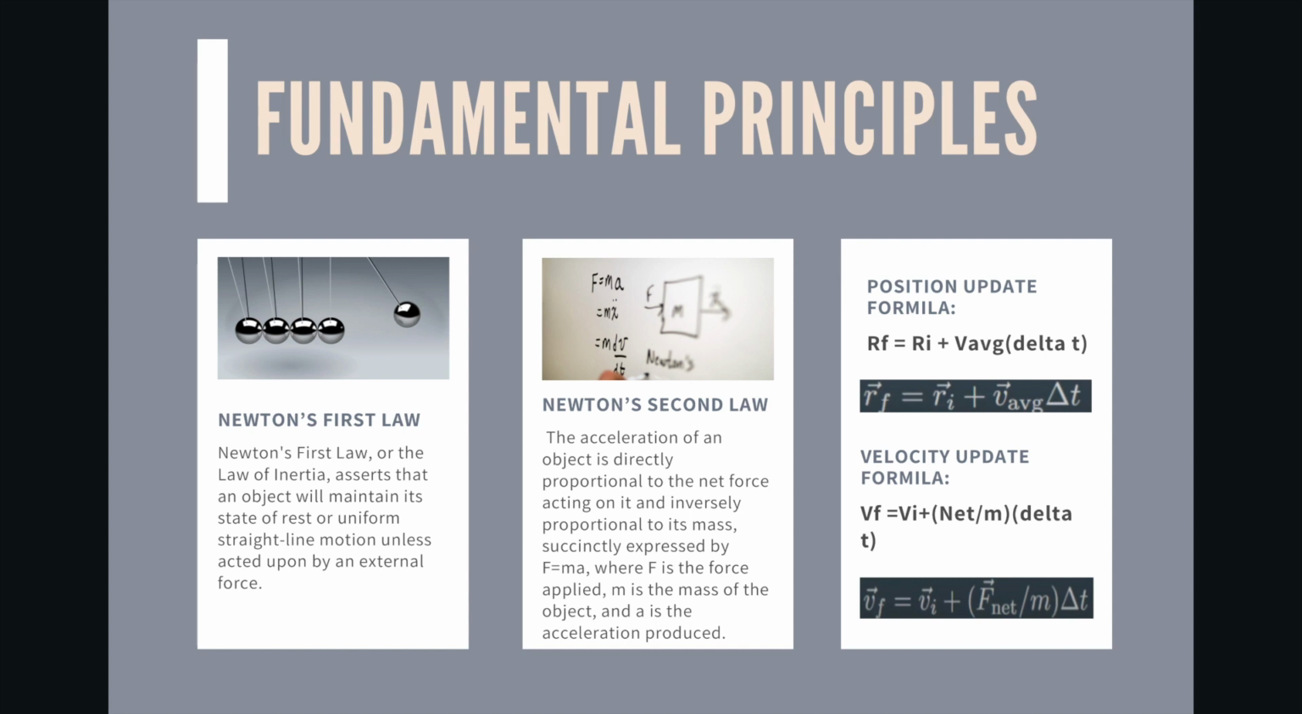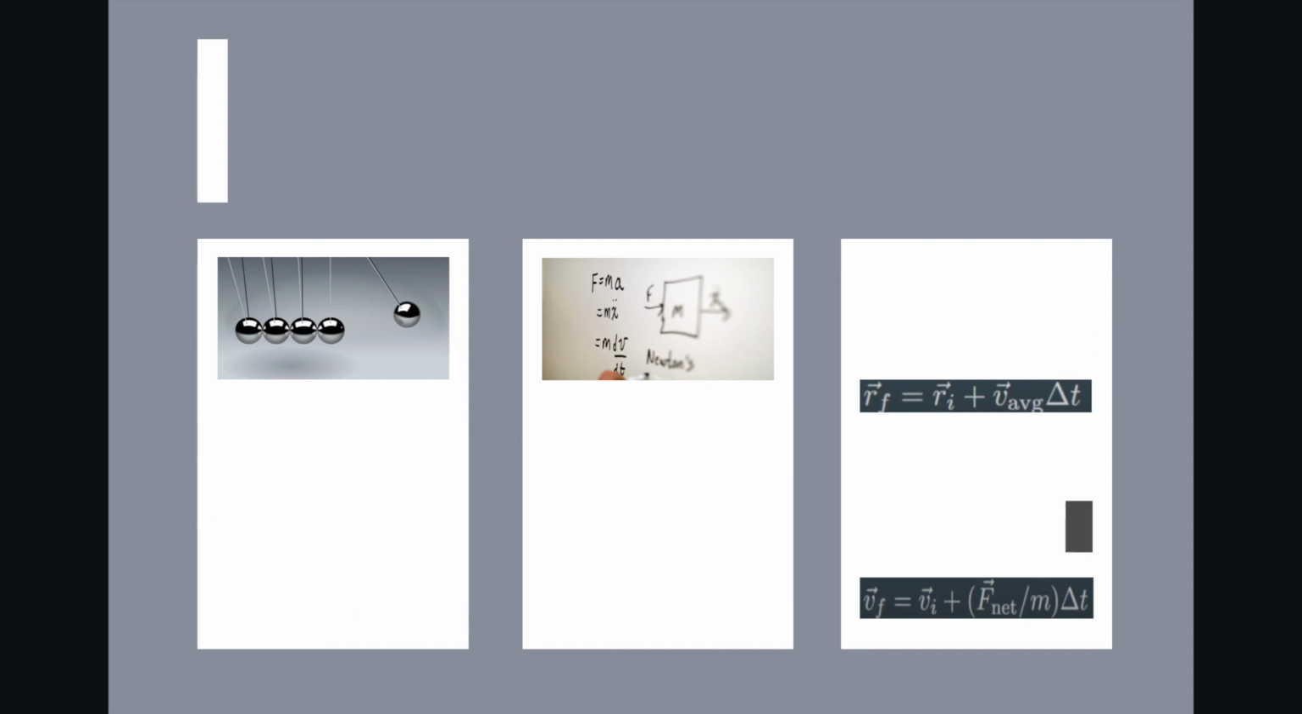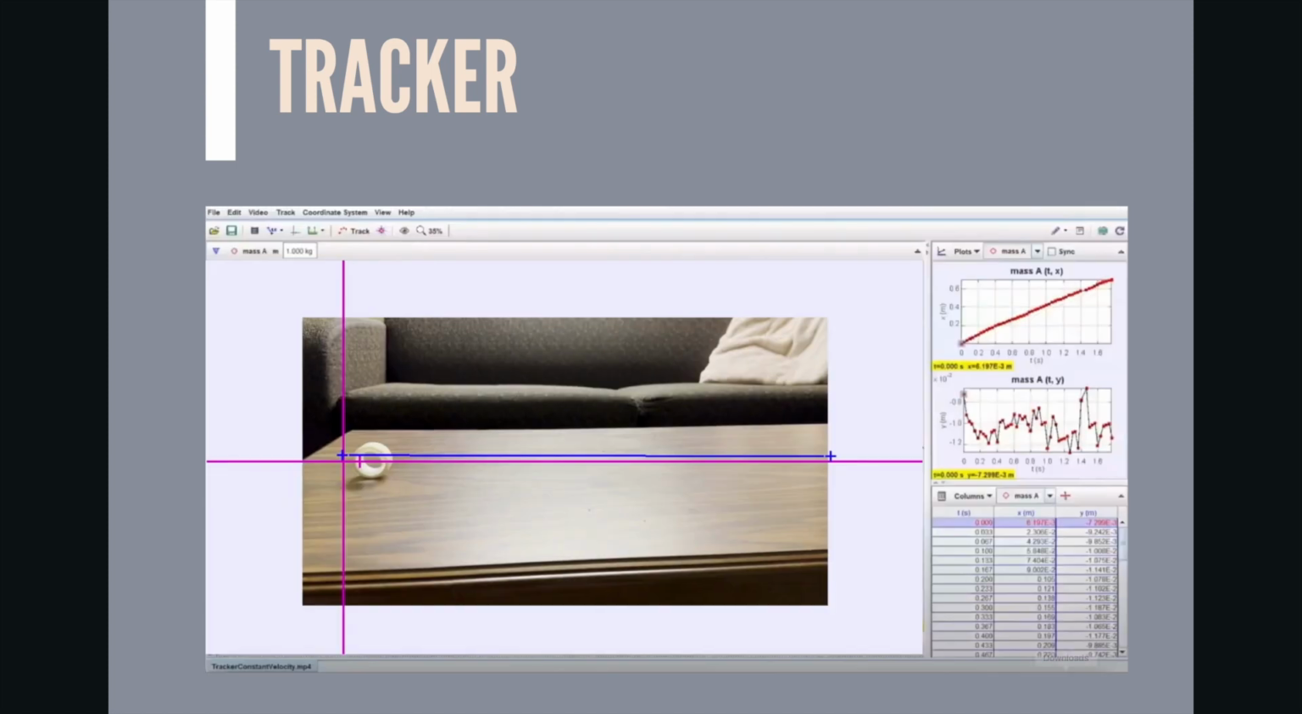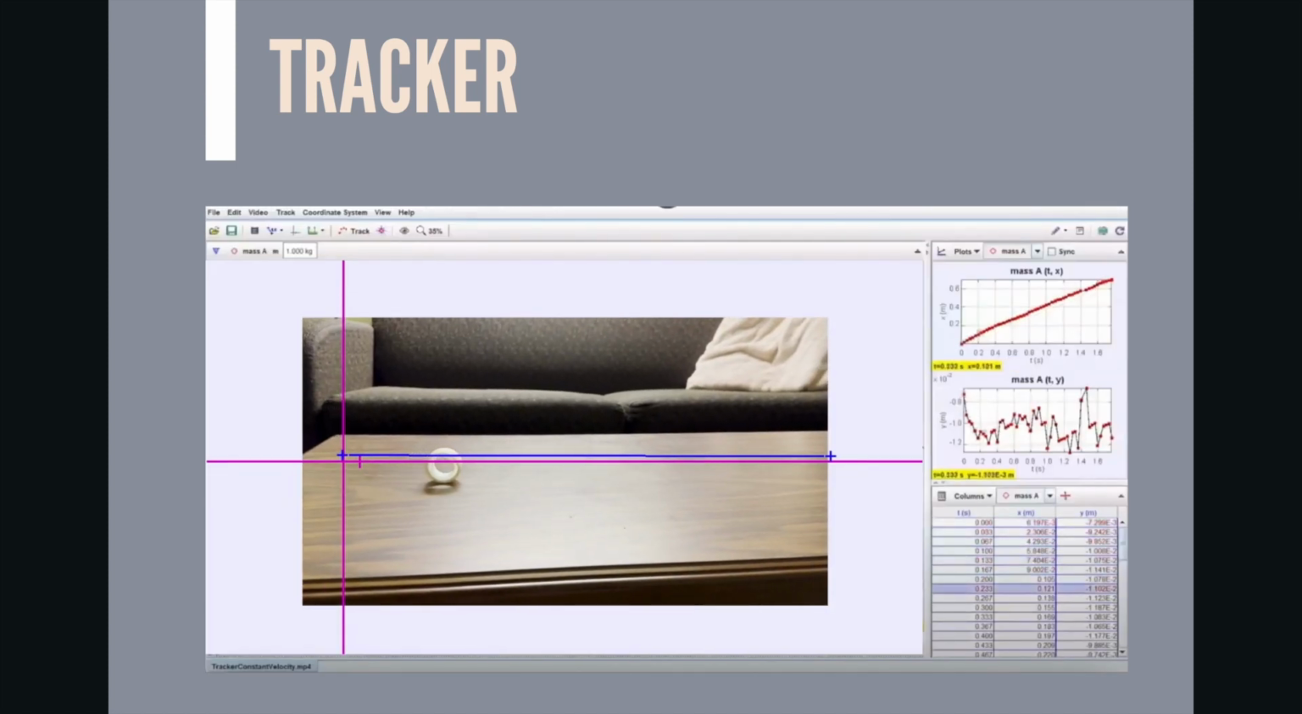As well, we need to know the position update formula and the velocity update formula. This experiment will consist of rolling a tape and observing what happens. In this case, the system is the tape and the surroundings are gravity, friction, and the applied forces. And we will use GlowScript for the computational trial and model. And this is the tracker model of the experiment.